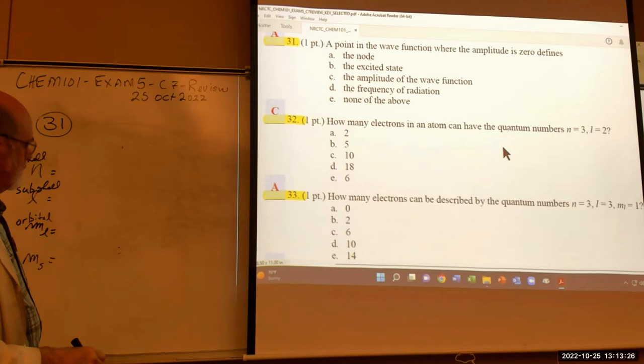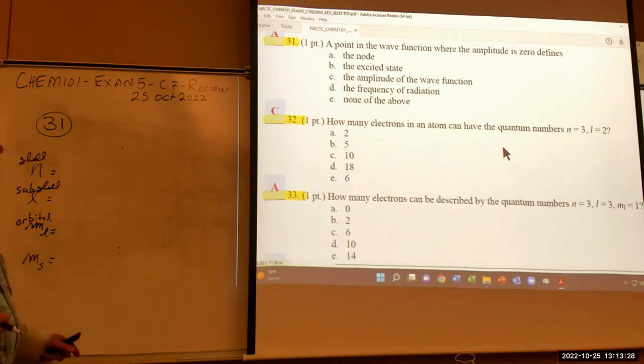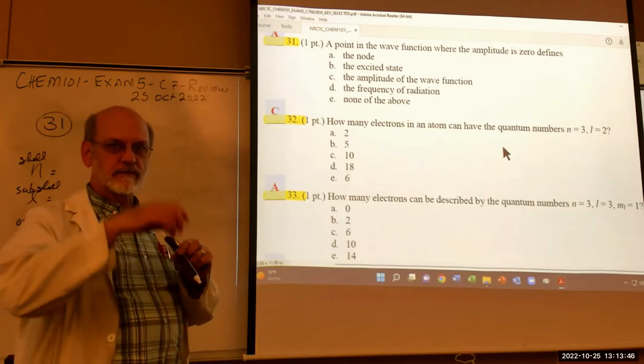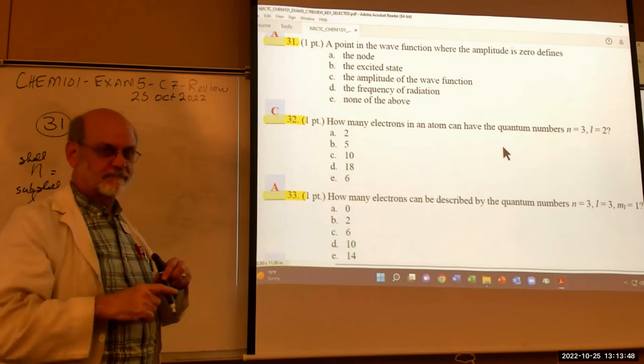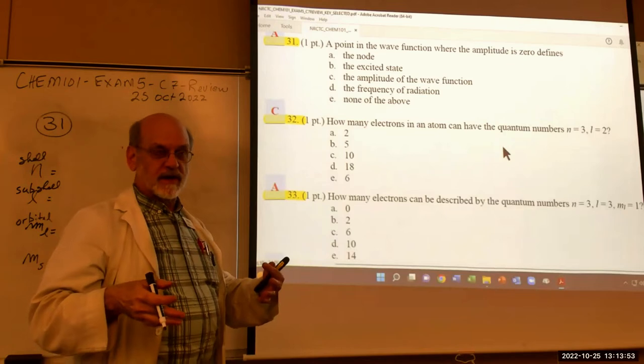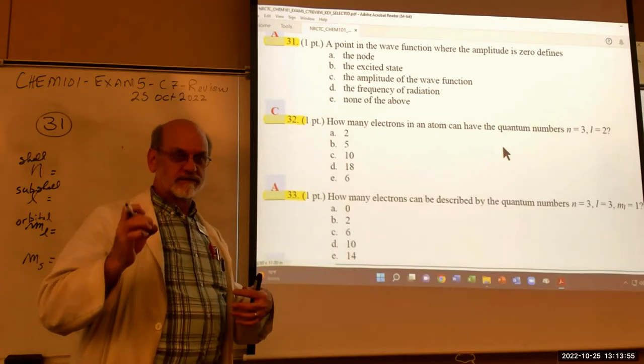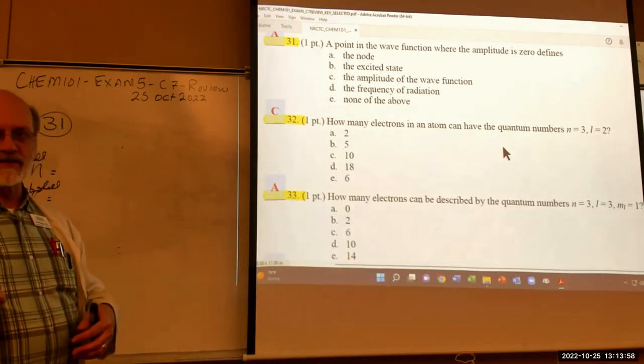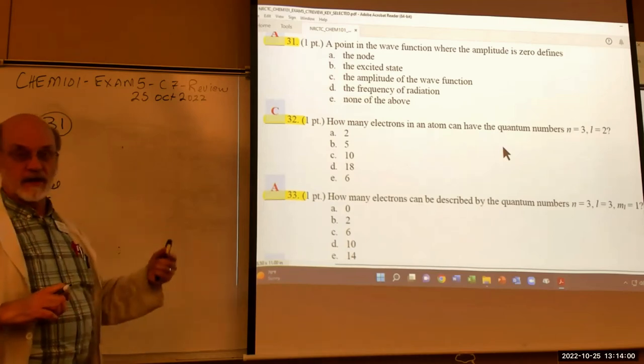A point in the wave function where the amplitude is zero defines what? You just have to memorize this. What's that called? Where the amplitude is zero in the wave function. That's called a node. Probability of finding an electron in a node is zero. It could be there. Remember, we're talking about probabilities. But the calculated probability is zero. So it's highly unlikely that you'll ever find an electron in a node.